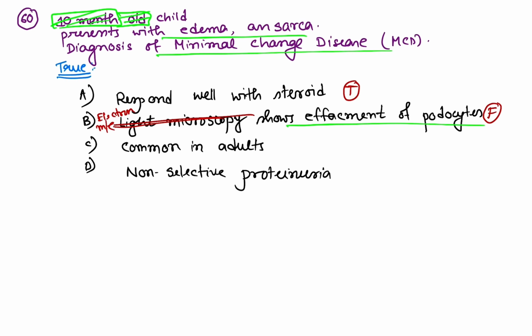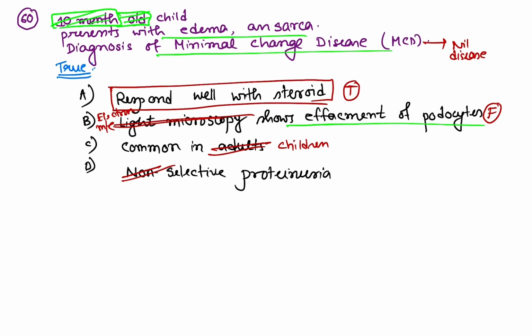As all of you know, this MCD is also known as Nil disease. Why is it Nil disease? Because no features are seen in light microscopy and immunofluorescence. That's why it is also known as Nil disease. Only effacement of podocytes can be seen with electron microscopy. Common in adults? Obviously no, this is more common in children. Next, non-selective proteinuria? No, it presents with selective proteinuria. So the only true statement about this disease is that it responds well to steroid. So this is the right answer, MCD responds well to steroid.